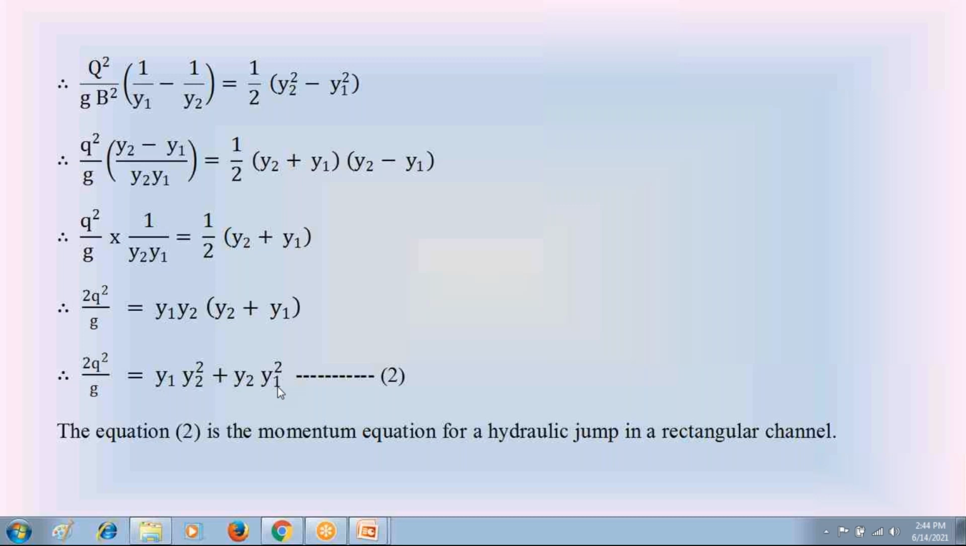Please give me the response. Up to that equation 2, do you have any doubts?